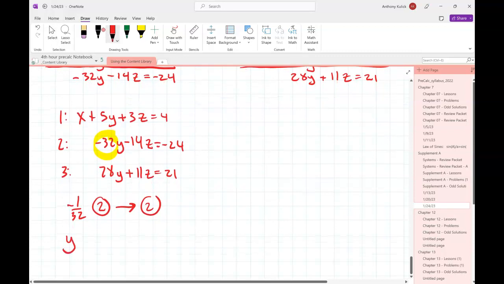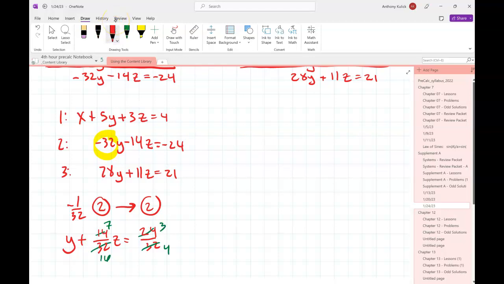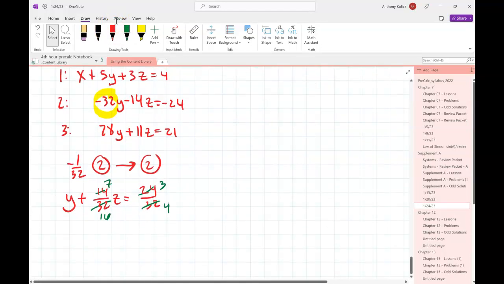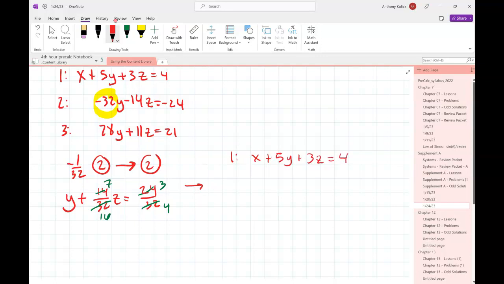So I do that, I get y, and then negative times negative makes a positive, 14 over 32z equals, again, negative times negative is positive, 24 over 32. Now notice that 14 over 32 reduces, as does 24 over 32. So my new system then is going to be, again, equation 1 has stayed the same. Once I have that set, it doesn't change. Equation 2 is now going to be set.